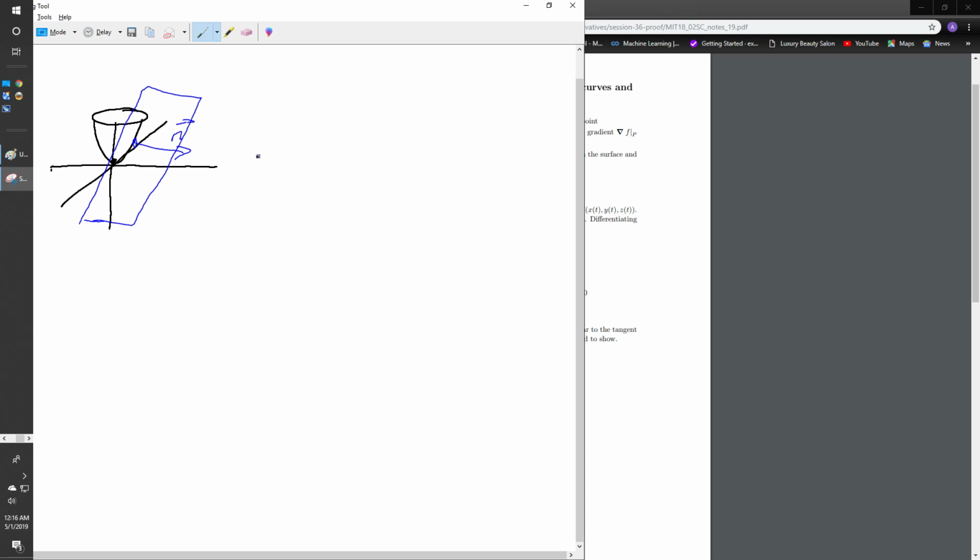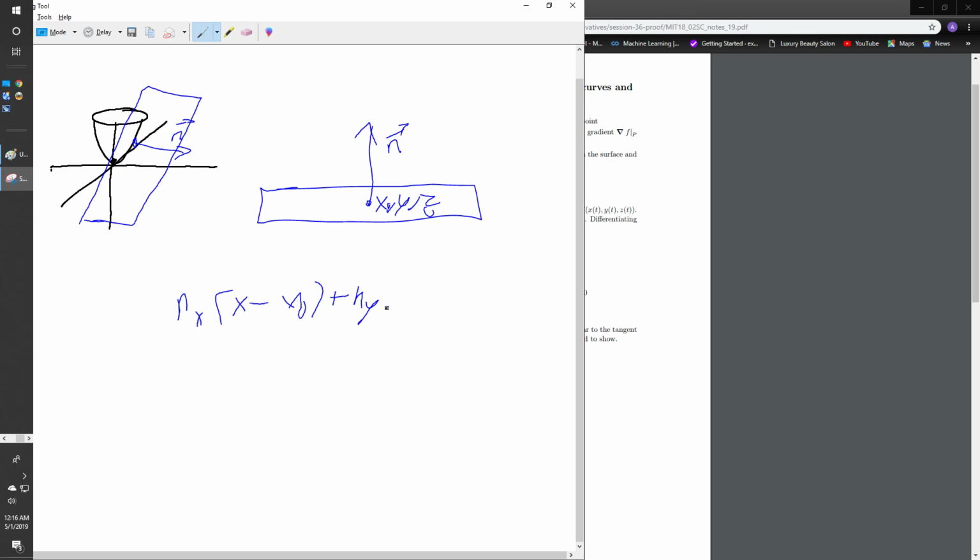You have, and recall from your formula that for a plane, the equation for x, y, z is going to be, and this is vector n, so it's going to be the x component of n times x minus x sub 0, plus ny times y minus y0, and c times z minus z0, and that has to equal 0. So that's the equation for a plane, and that one you should remember.